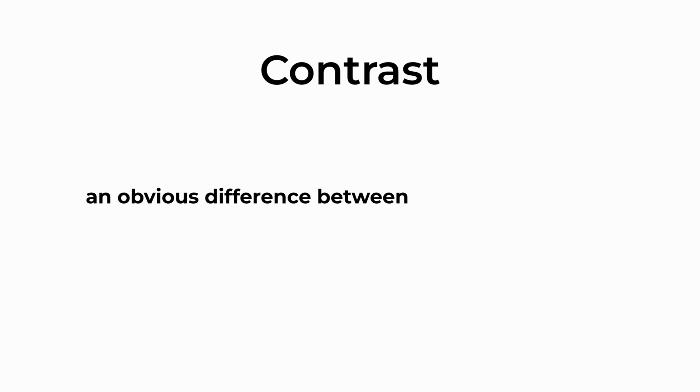So, according to the Cambridge Dictionary, contrast is an obvious difference between two or more things. Now, this, of course, isn't a photography definition, and the Cambridge Dictionary is not a source for artistic terminology, but it gives us a first idea of the basic meaning of contrast. But I still wanted to find out what contrast means in photography terms.